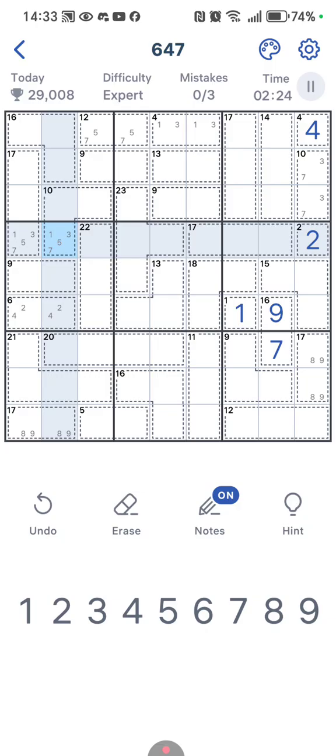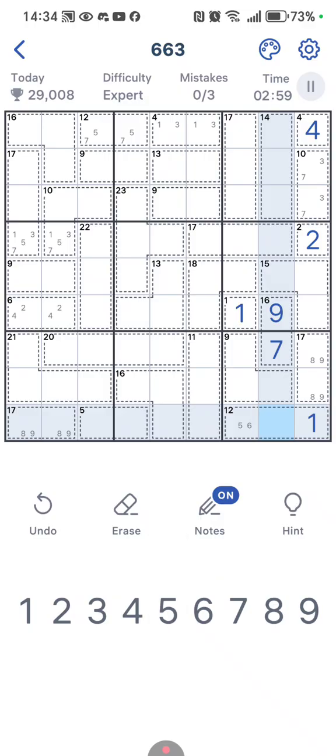Let's keep looking. Okay, 3, 4, 7. We've got a triple in here. So that and that can't be 1, but there's a 1 on that line, so that has to be 1. If that has to be 1, this has to be 11, which means this is 5 and 6.